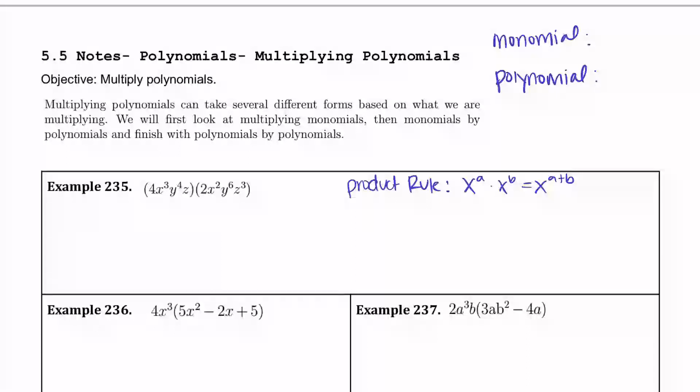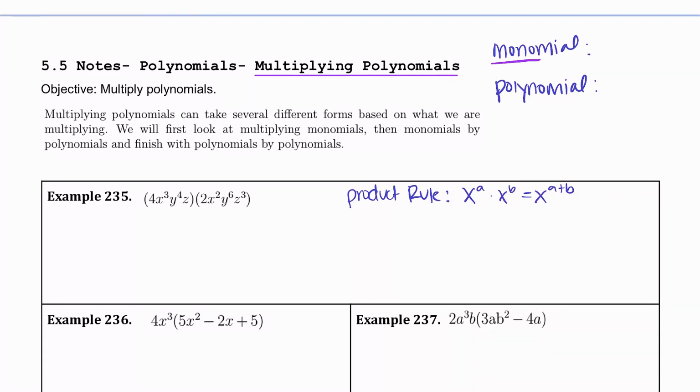In this section, we're going to look at how we multiply polynomials. So a quick definition reminder. When we say monomial, it means one term. It could look like this, 7x squared y to the fourth. I know it has many parts, but it's one term.